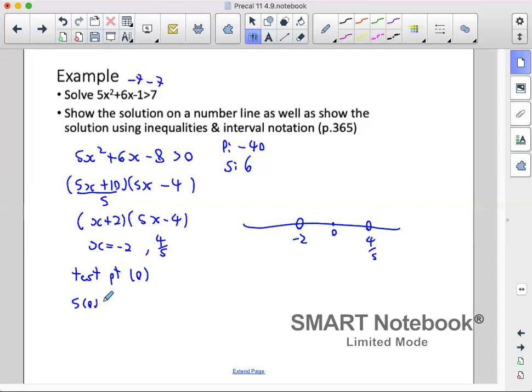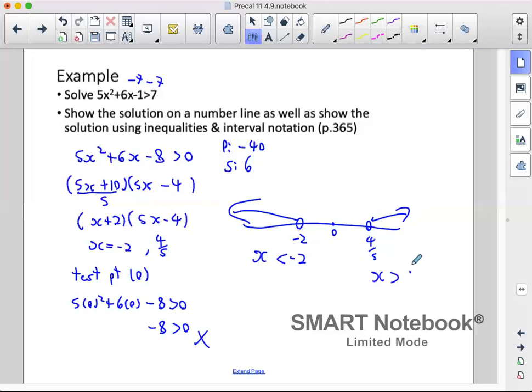So I've got 5 times 0 squared plus 6 times 0 minus 8 is greater than 0. So this whole first part is 0. So we've got -8 is greater than 0. That is not true. So we know that's going to be here and here. So this part here, we would have x is less than -2. This part here, we'd have x is greater than 4/5.